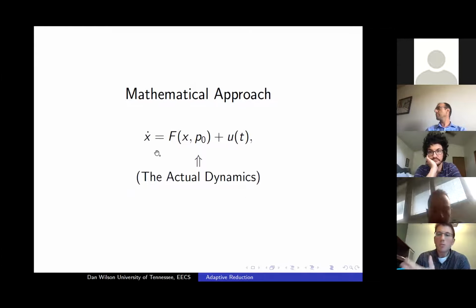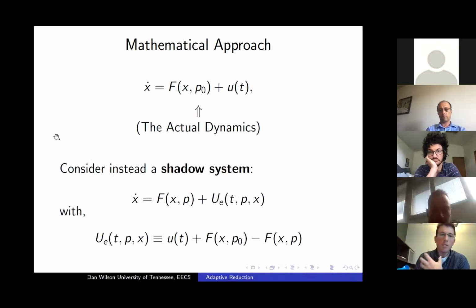So this is the actual system with the actual dynamics, and we're going to represent this in terms of a shadow system. So we're going to take this and think about it in a slightly different way. Instead of x dot equal to f of x comma p0 as the nominal dynamics, we're going to have x dot equal to f of x comma p as the nominal dynamics. So this is not necessarily the actual nominal parameter set, but it's going to allow us to represent the behavior in terms of some different limit cycles, as we saw in the previous slides.